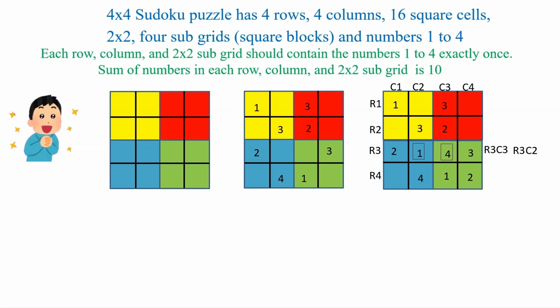Now C2, if you want, you can complete C2 column or you can complete R4 row. It is up to you. So I'll quickly write R1 C2, 2 is missing there. Then in R1 C4, 4 is missing. R2 C1, 4 is missing. R2 C4, 1 is missing. And R4 C1, 3 is missing.